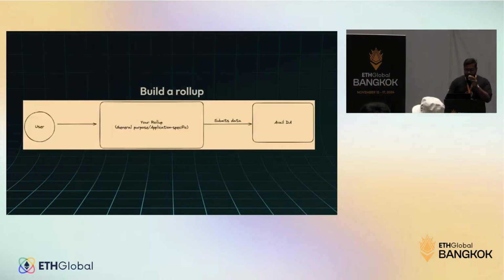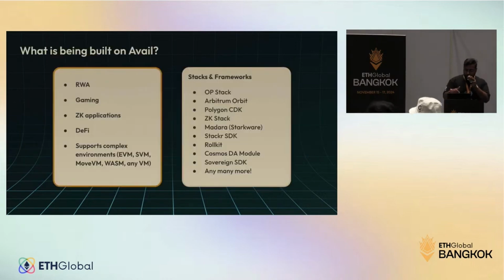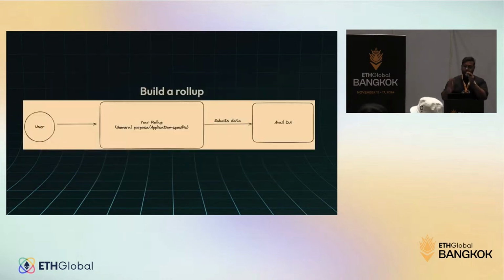So how can you use Avail in this upcoming hackathon? One, build a rollup. It can be a general purpose chain, it can be an application purpose chain, it can be a purpose-built chain. It does not matter. As long as you're using any of the stacks that I mentioned before, you can just deploy a rollup instantly, and behind the scenes it already submits data. You don't have to worry about anything there.